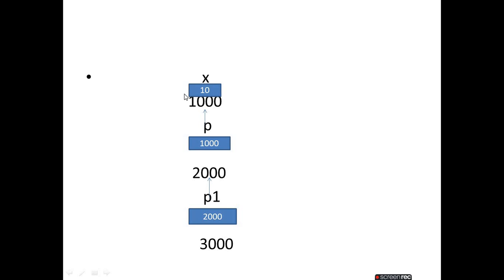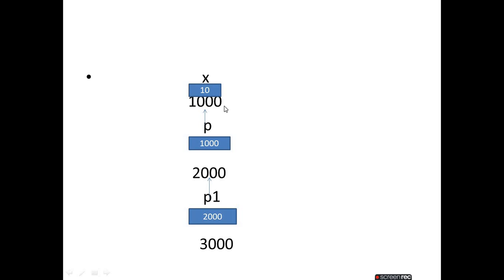Now, for an example, this is a variable x. What is the value? For an example, the value is 10. Now, assume that the memory address of x is 1000. Okay. Now, we take the pointer variable.